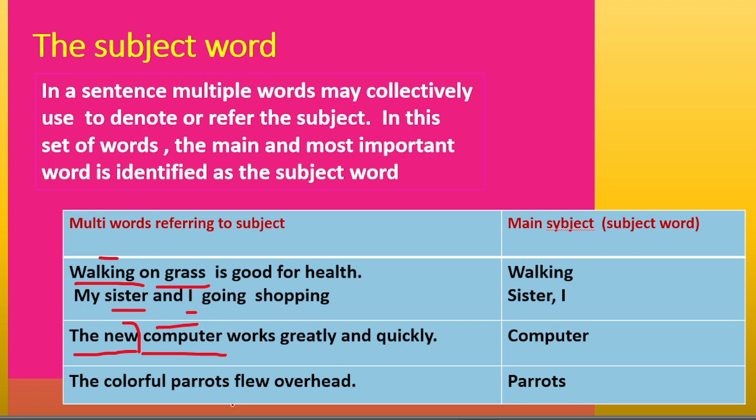Let us see the last one. The colorful parrots flew overhead. So here we are talking about parrots. আমি ভাটৌ চৰাইকেইটাৰ বিষয় লৈ পেলাই কথা পাতি আছো. So the main subject in this sentence is parrots. So that's why it's the subject word.